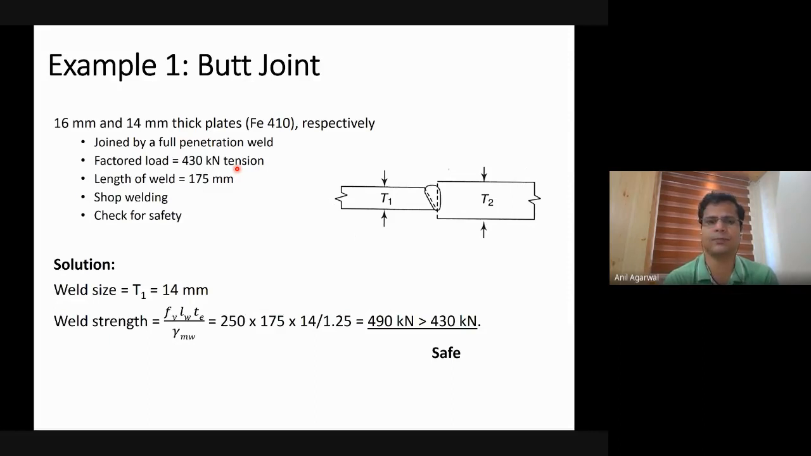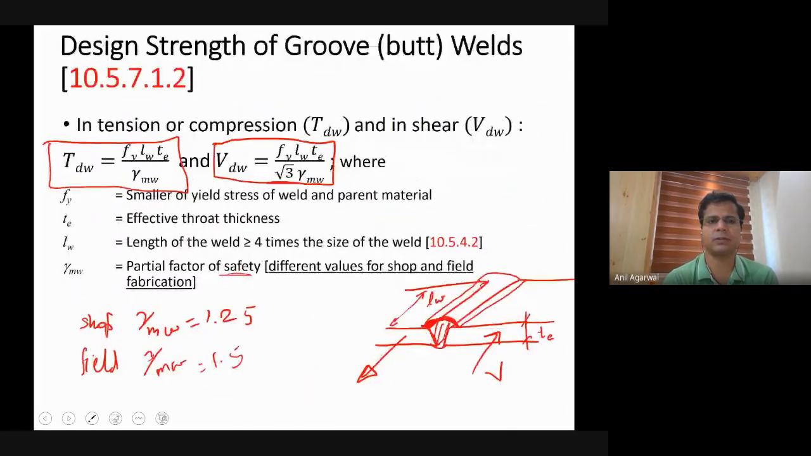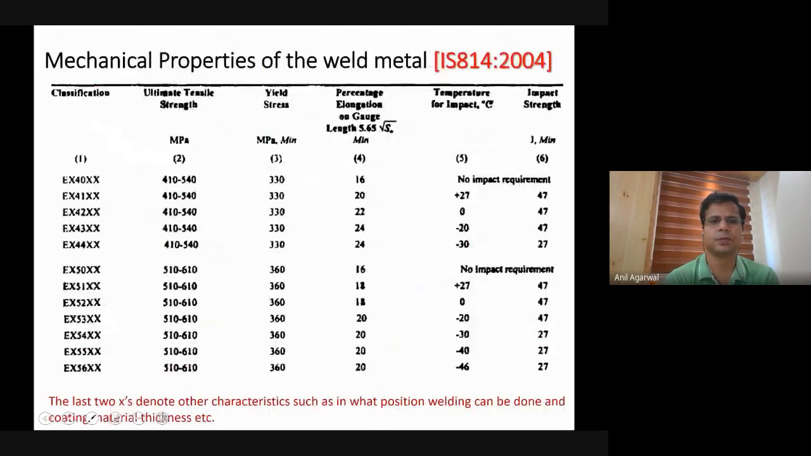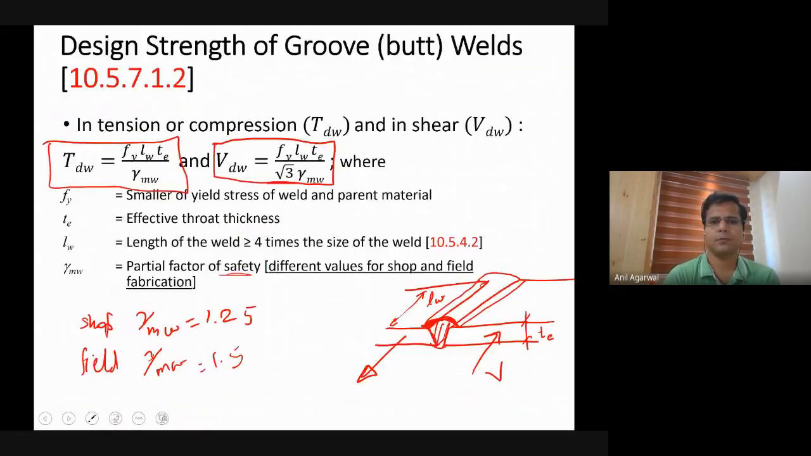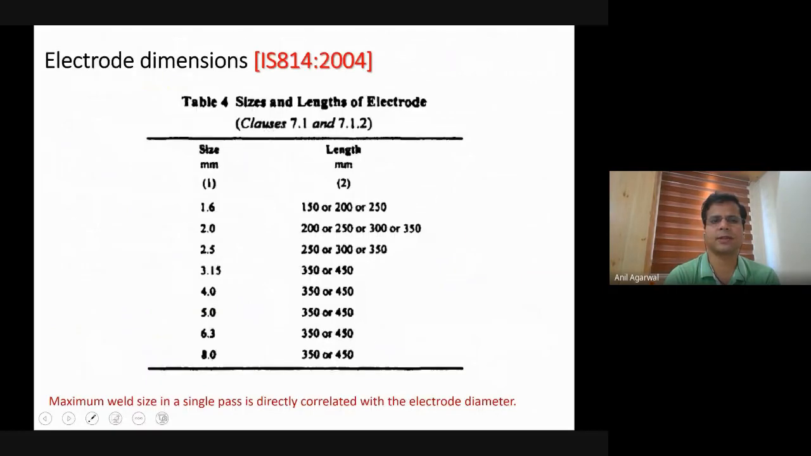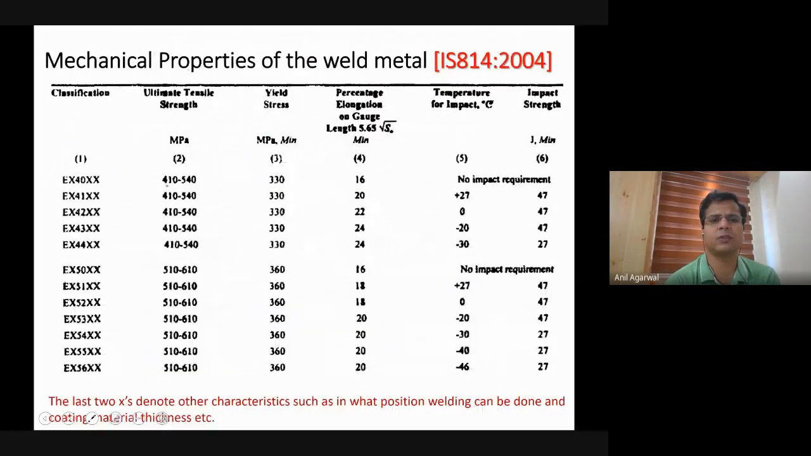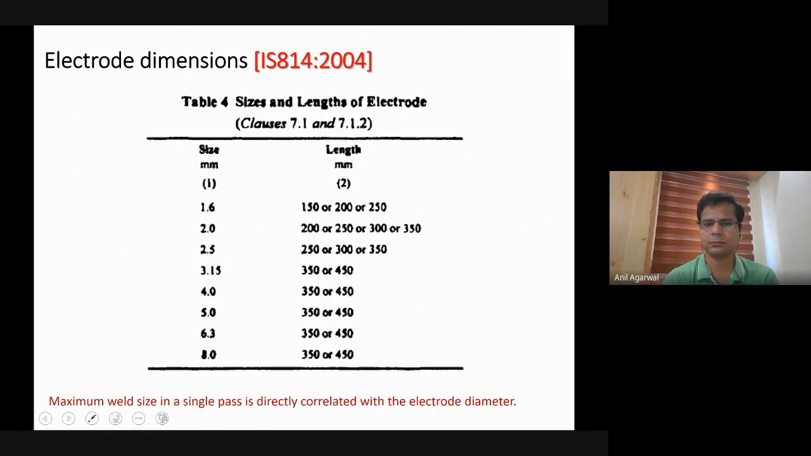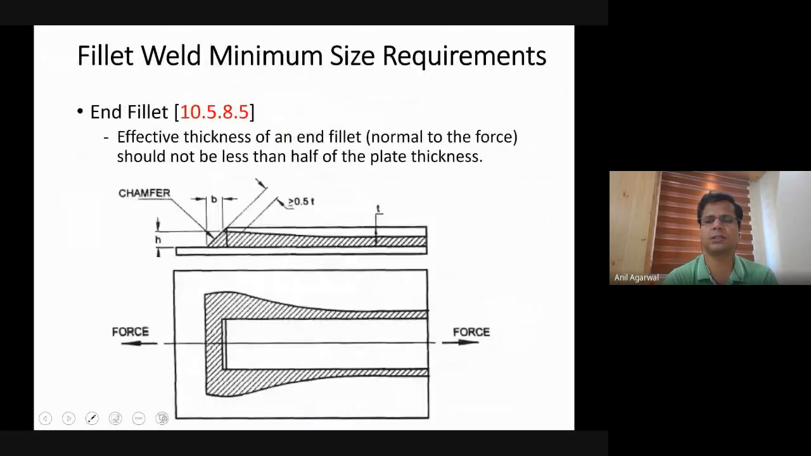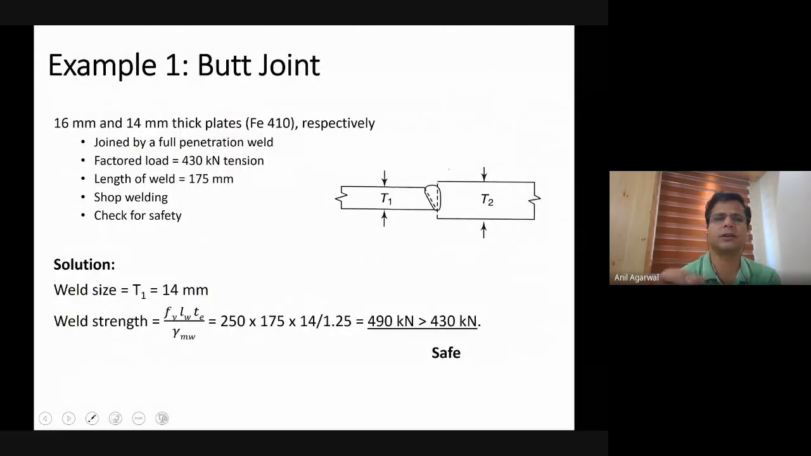So you remember the weld type is not given. So I'm assuming this EX40XX, the first one. So for that EX40XX, the ultimate stress is 410 and the yield stress is 330. Please remember that the yield stress of the electrode is 330 MPa and the yield strength of the base metal is 250 MPa for 410. So between the two, 250 and 330, 250 is smaller, so I can use 250 MPa.